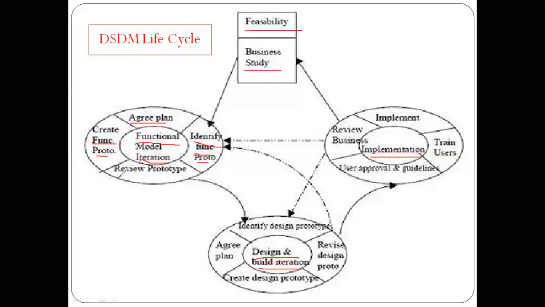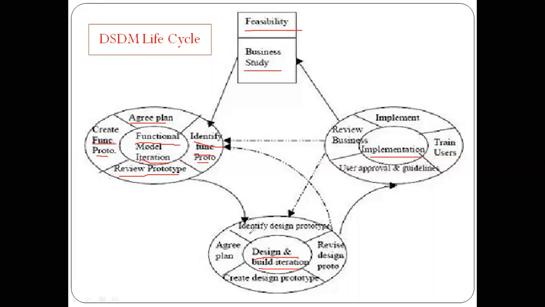Next you are going for reviewing a prototype. Identification, and after the identification you should plan those function models. After that you are going to create those function models. Then review those prototypes. After reviewing, when everything is ready for developing these functions, then you are going to the next phase, that is the design and build phase.